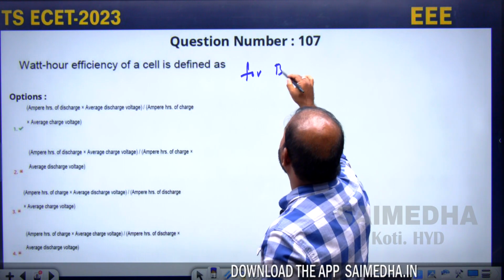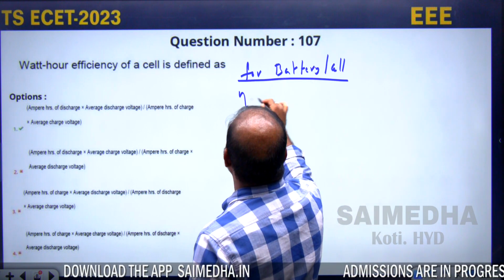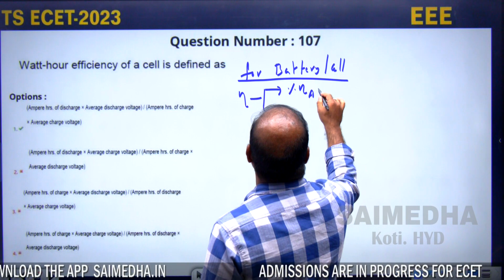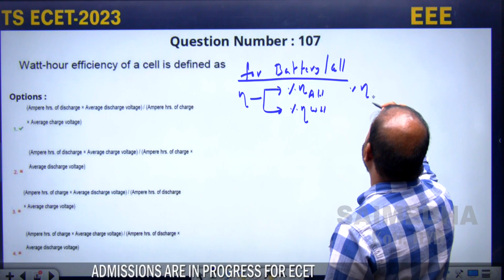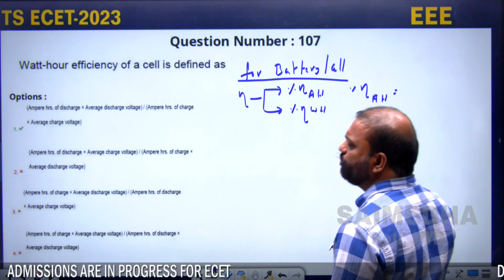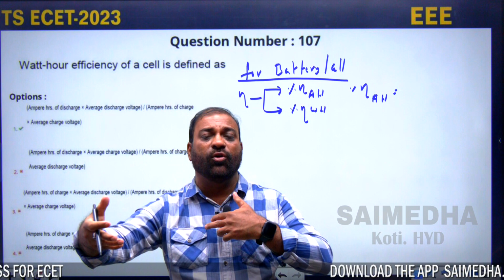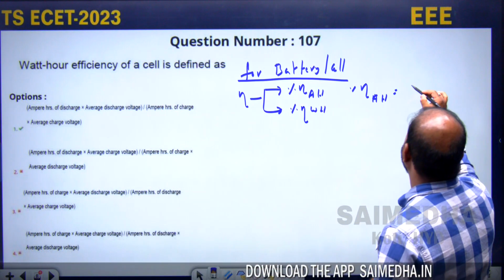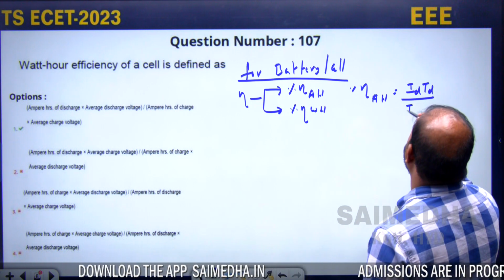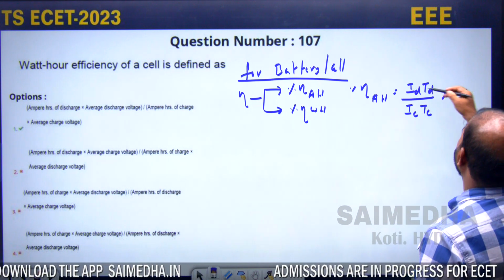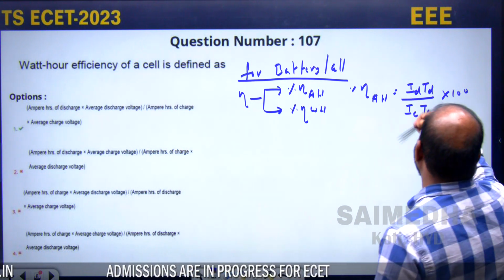Anyhow, for a battery or cell, efficiency is of two types: ampere hour efficiency and watt hour efficiency. Ampere hour efficiency means what here? Efficiency is output by input. Output means discharging and input means charging. So discharge ampere hours by charge ampere hours. Discharge ampere hours means ID into TD, divided by charge ampere hours means IC into TC, into 100. Discharge current into discharge time gives discharge ampere hours, and charge current into charge time gives charge ampere hours.